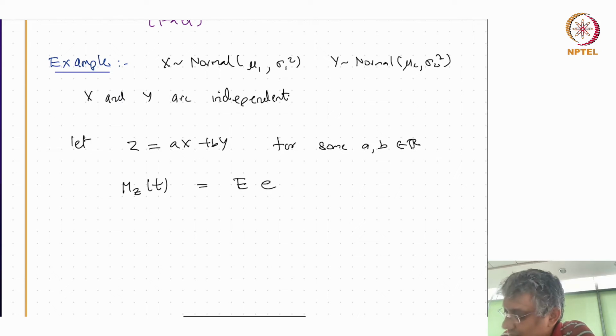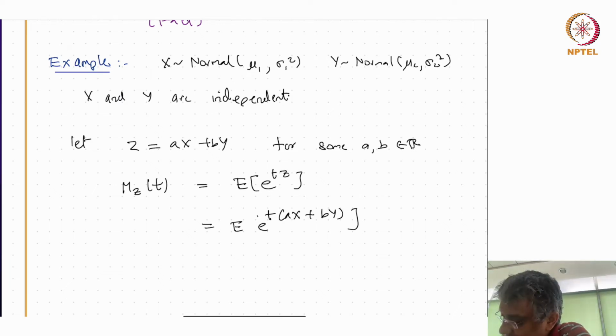Expected value of e to the a times tx. Sorry, let me write this properly. E to the tz, and that's just expected value of e to the t times (ax plus by). And that's going to be equal to what now? That's going to be expected value of e to the t times ax times e to the t times by.